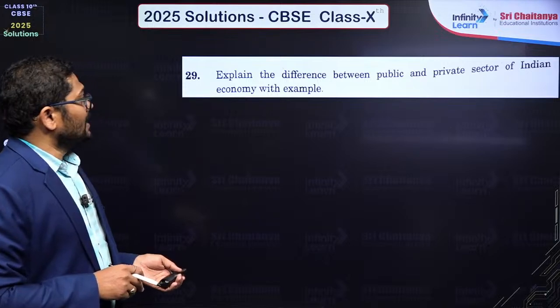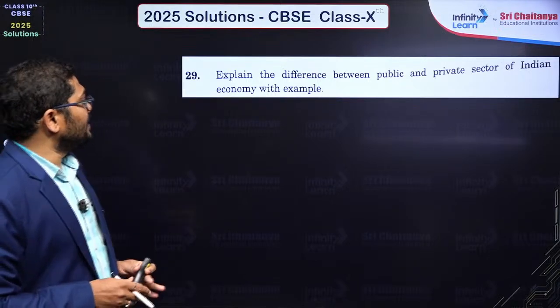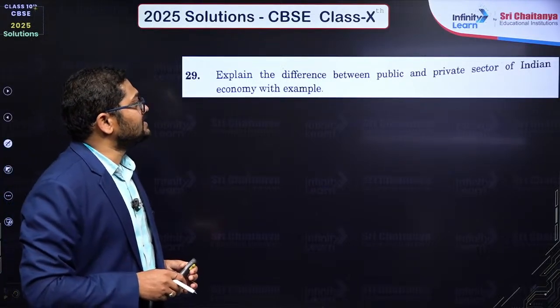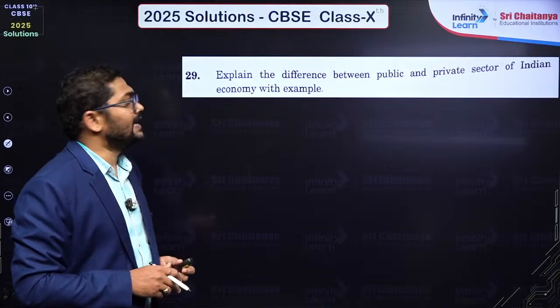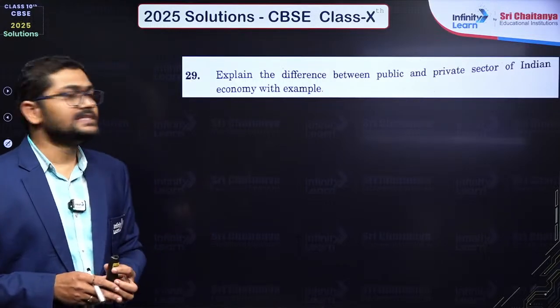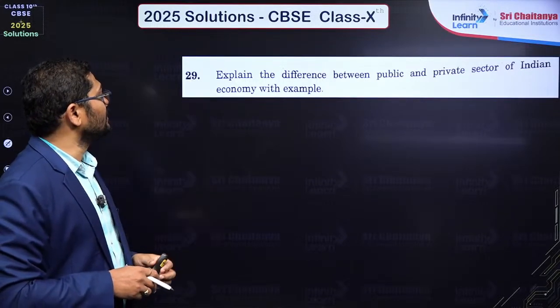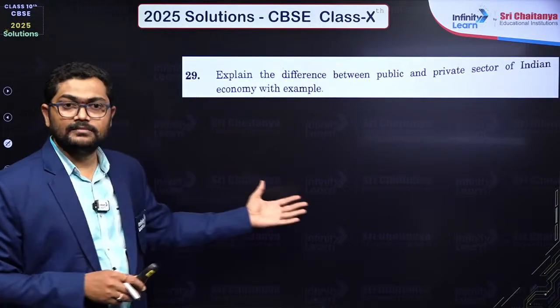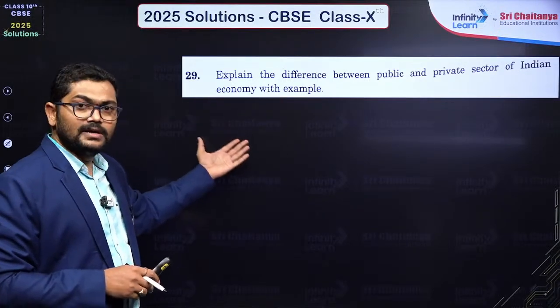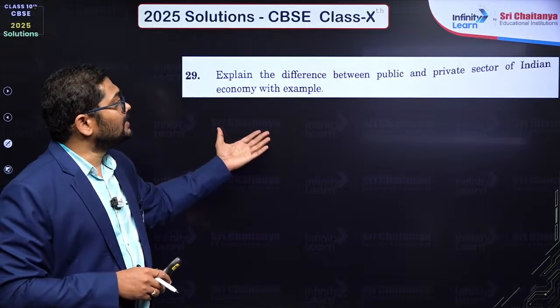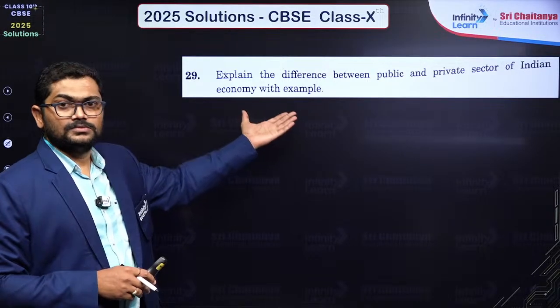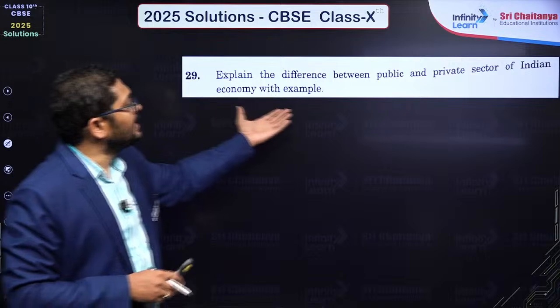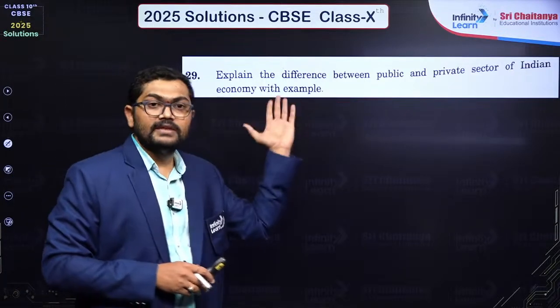Next one, explain the difference between the public and the private sector of the Indian economy with example. So for the 3 markers, we can easily write how we can differentiate between the public and the private sector. We can draw a beautiful table where, based on the ownership normally, we can divide the sectors into private and the public.